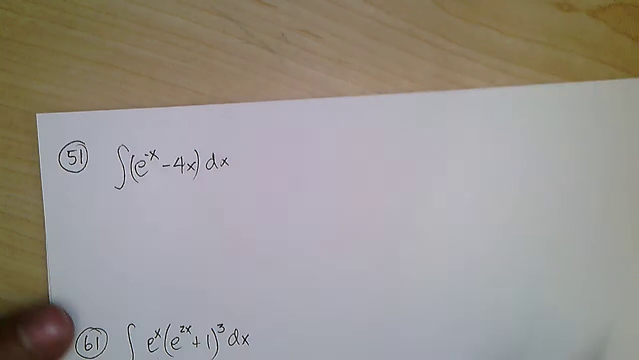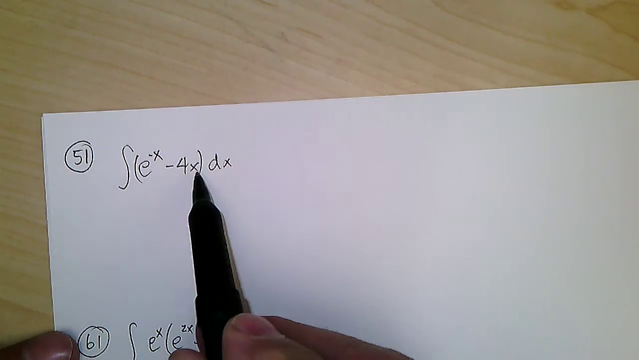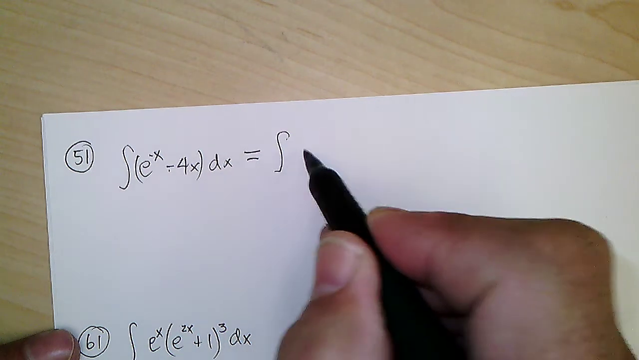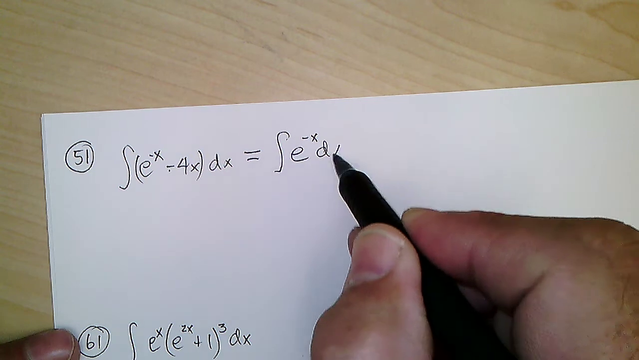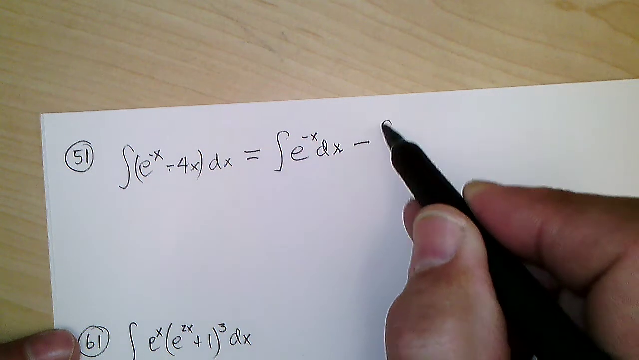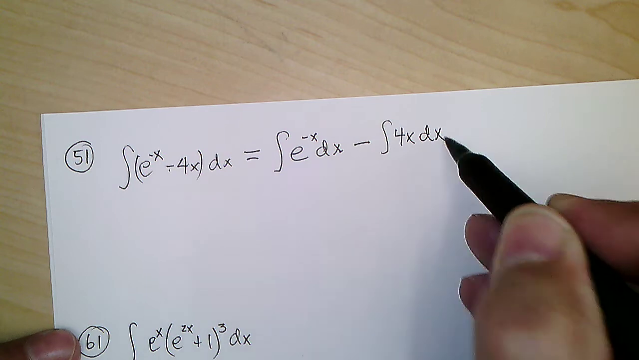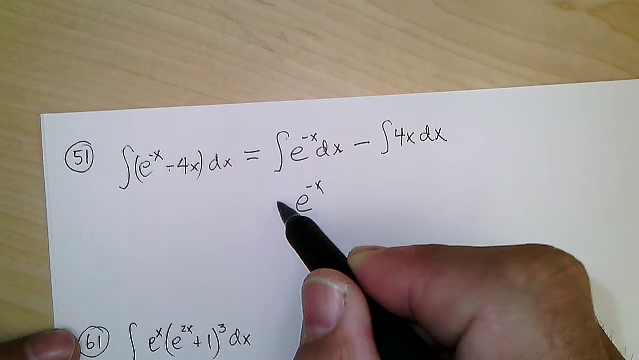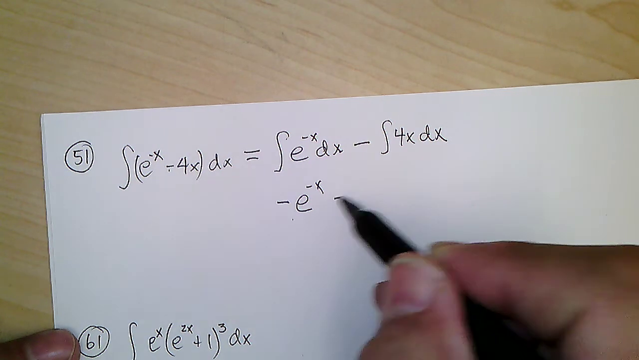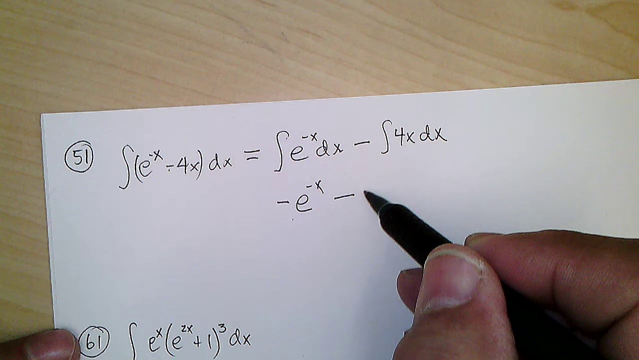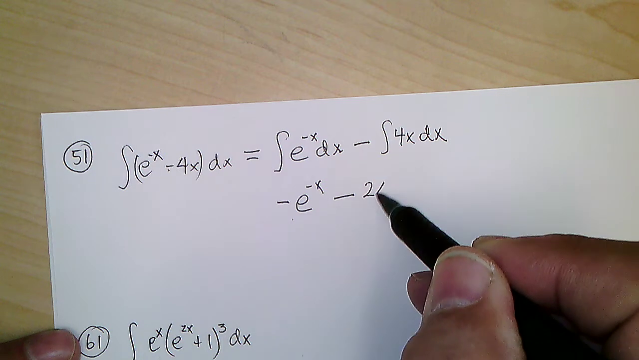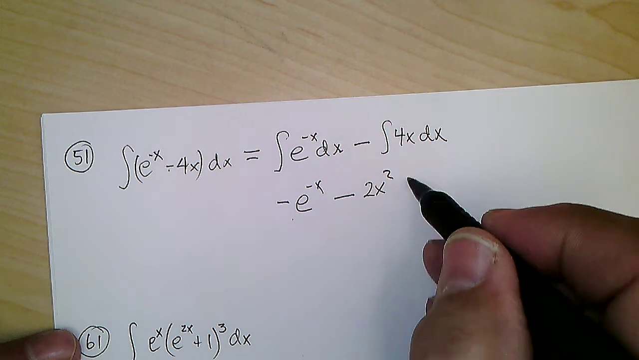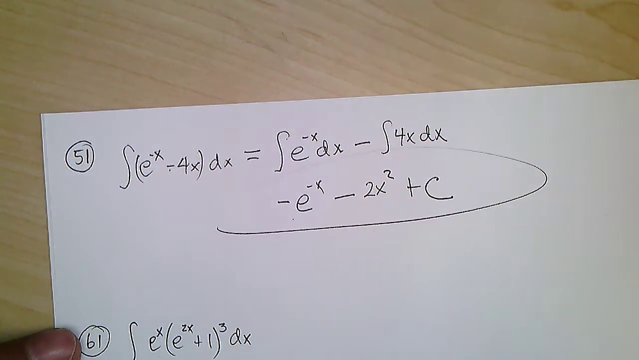51. All right, on this one, these are subtracted, so we can split these. This is going to be the integral of e to the negative x dx minus the integral of 4x dx. This with the negative on there is just e to the negative x with a negative, minus, and 4x integral is 2x squared, because this becomes x squared over 2 and the 2 is reduced. And that's it.